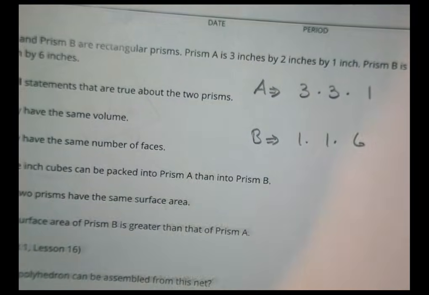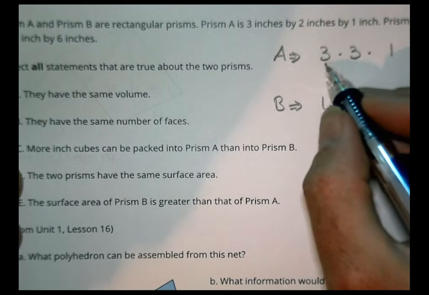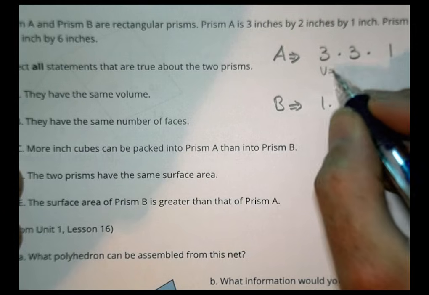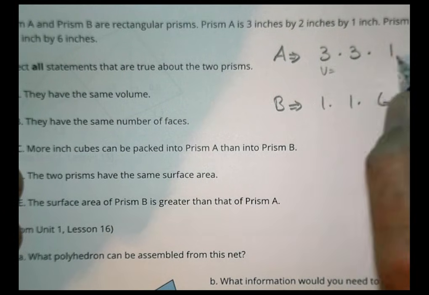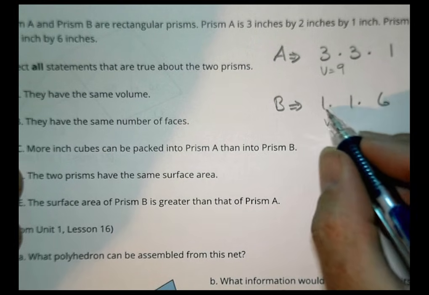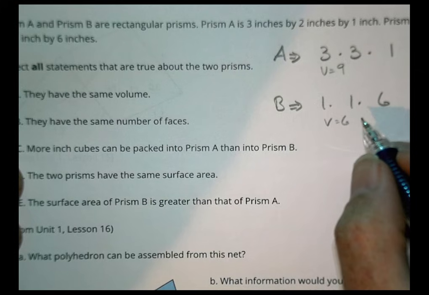Select all the statements that are true about the two prisms. They have the same volume. Okay, well, volume would be all three multiplied together. So let's take a look here. So volume of this one is 3 times 3 is 9, times 1 is still 9. The volume of this one would be 1 times 1 is 1, times 6 is 6. So they have the same volume there.